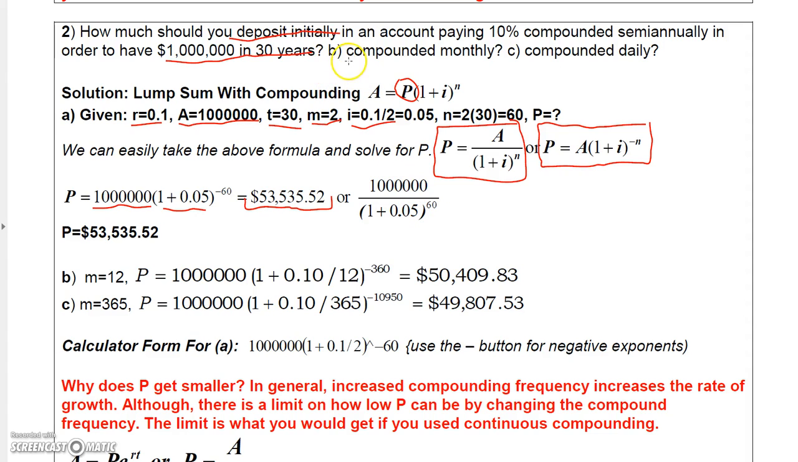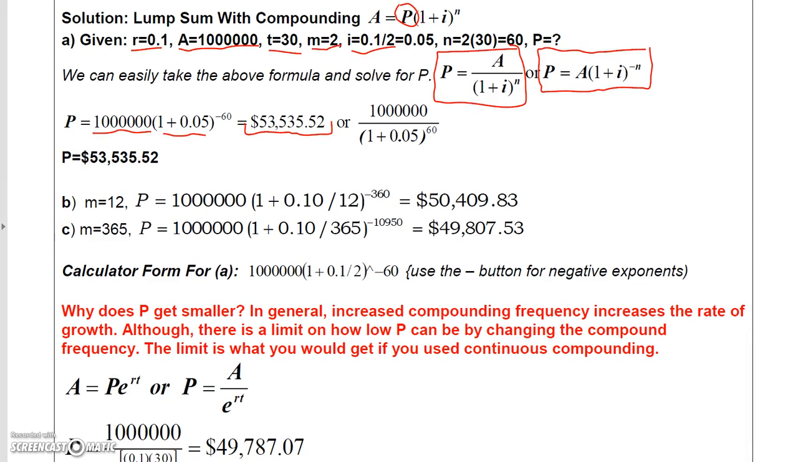Then it also says what happens if you compound monthly or compound daily. So basically I did the same formulas. If you compound monthly, all that changes is it changes i. Instead of 0.10 divided by 2, it's 0.10 divided by 12. And it also changes n, because 12 times 30 years would be 360. So you would make those two changes, and then you get $50,409.83.